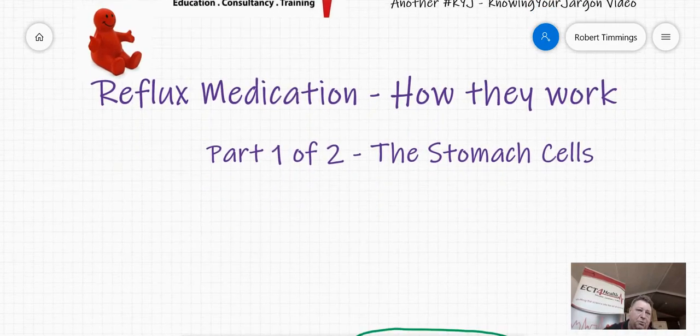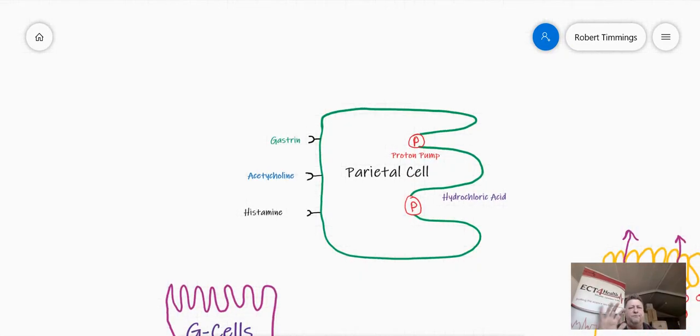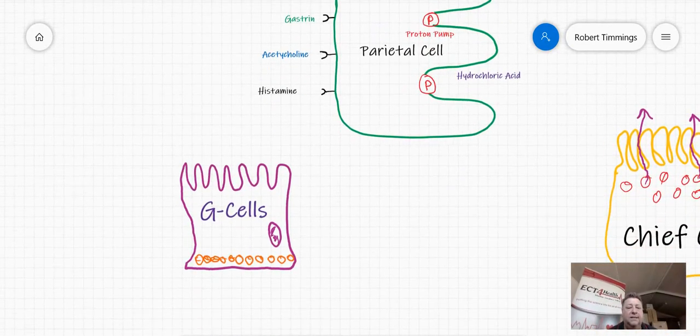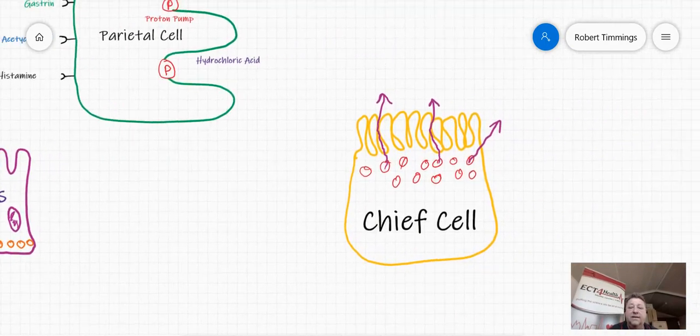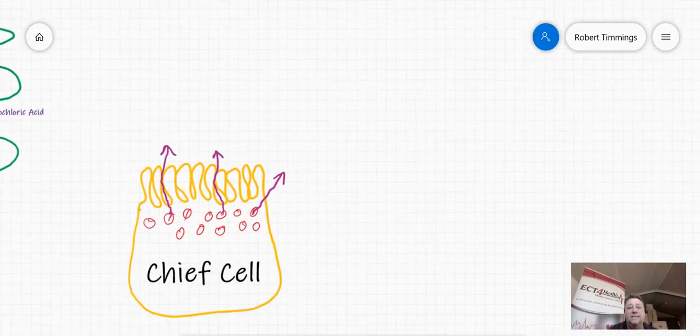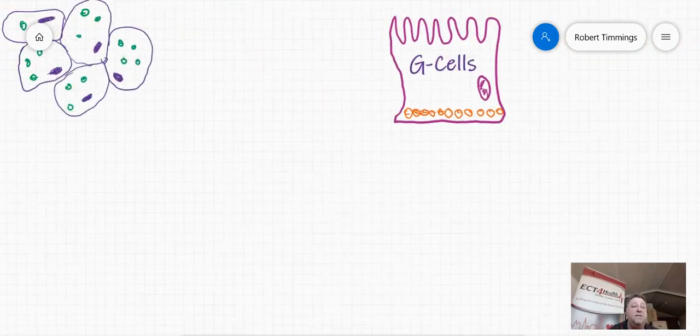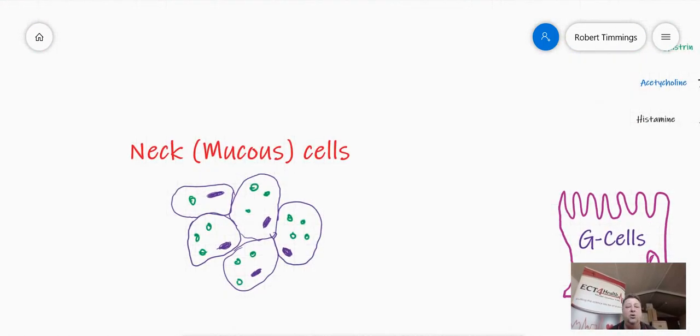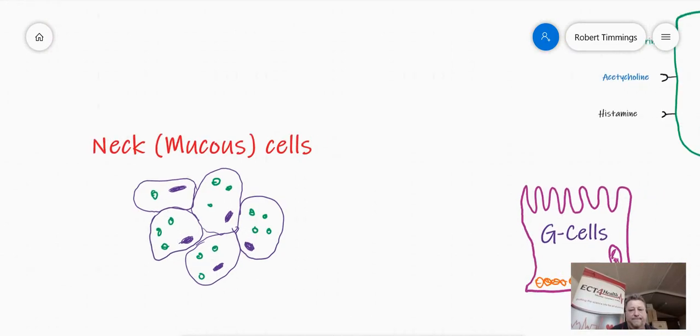So let's pull it up. There's really four cells to wrap our heads around. They are the parietal cell, the G cells, the chief cell, and way down the bottom here, the mucus neck cells. Let's start with the G cells.